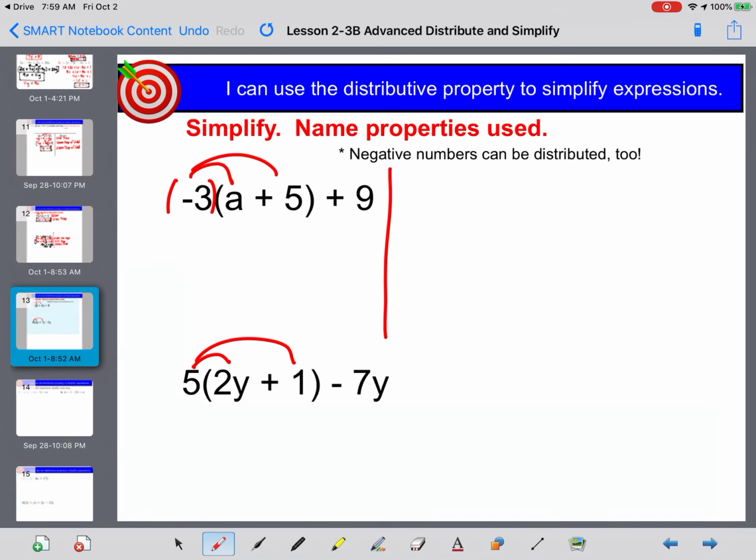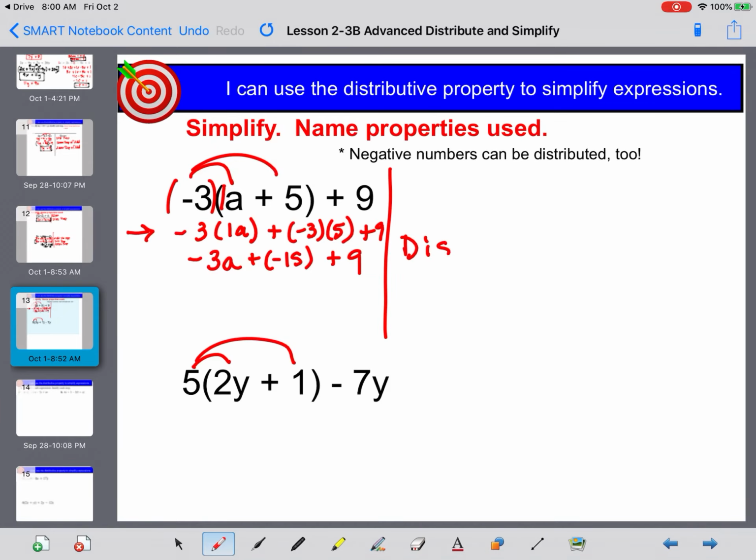Okay, hopefully you gave yourself some time to try this, paused it. Let's do this. This is a 1a. Negative 3 times 1a plus negative 3 times 5 plus 9. That's what we're actually dealing with here. If you didn't write this step, that's okay. I'm just trying to write this down so everybody understands. Negative 3a plus negative 15 plus 9. So that was the distributive property.